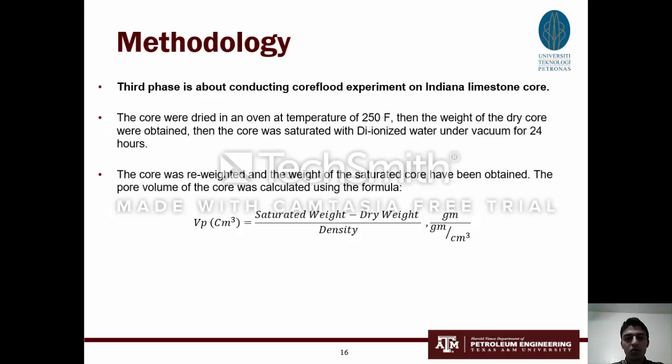The pore volume of the core was calculated using the formula: pore volume equals saturated weight minus dry weight over the density.